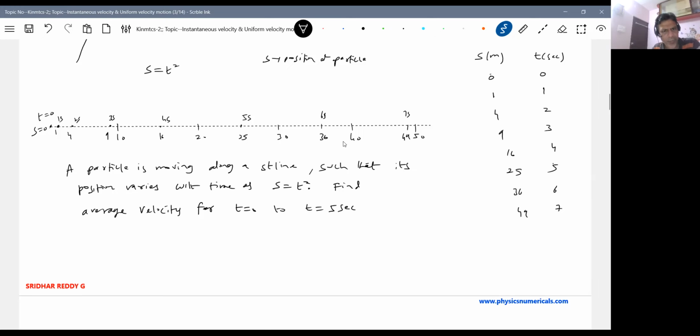For interval of time, find average velocity for time interval 0 to 5 seconds. For time interval t equal to 0 to t equal to 5 seconds, and velocity of particle at t equal to 5 seconds.